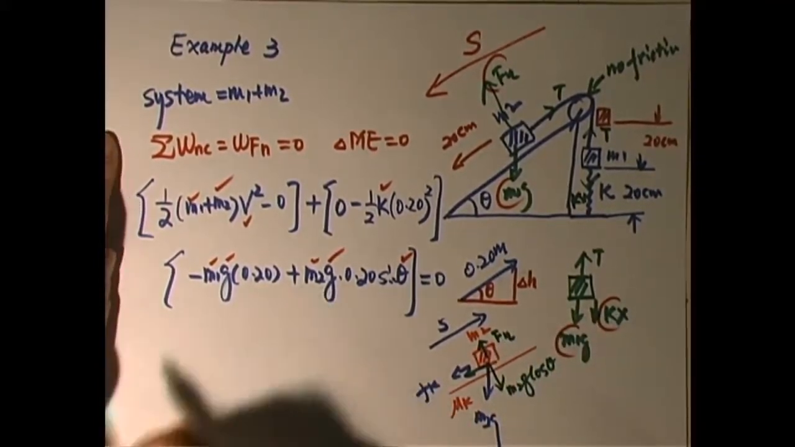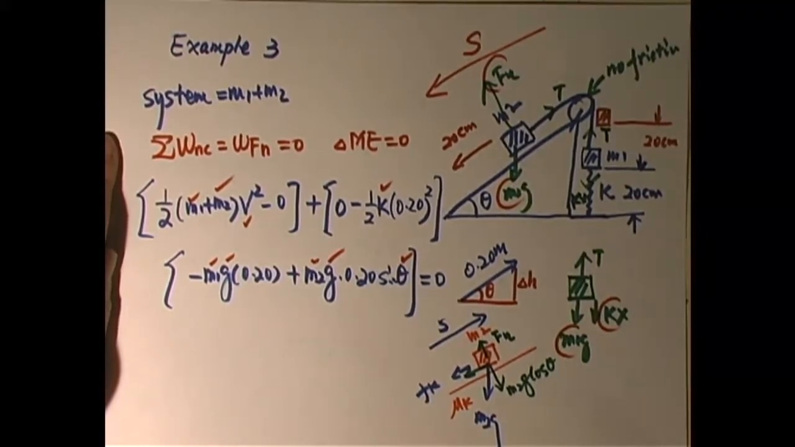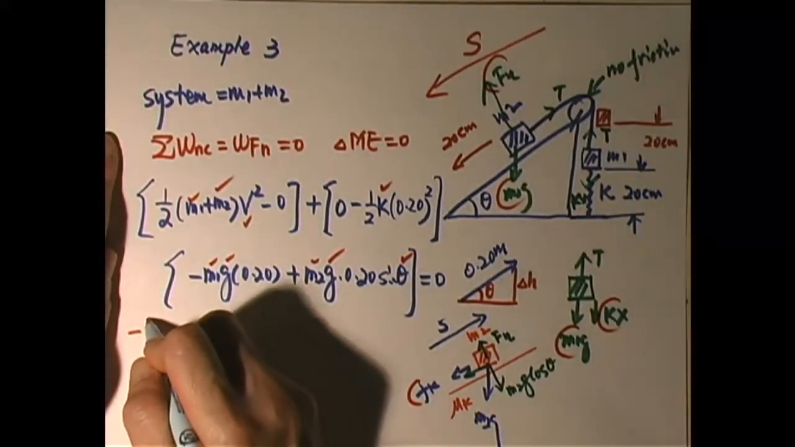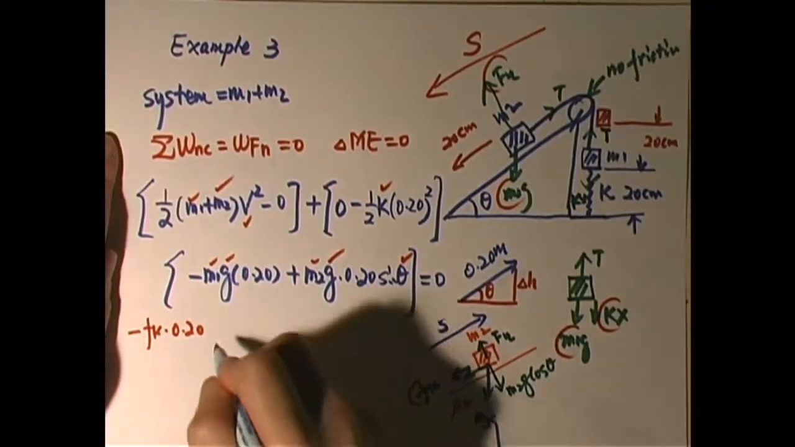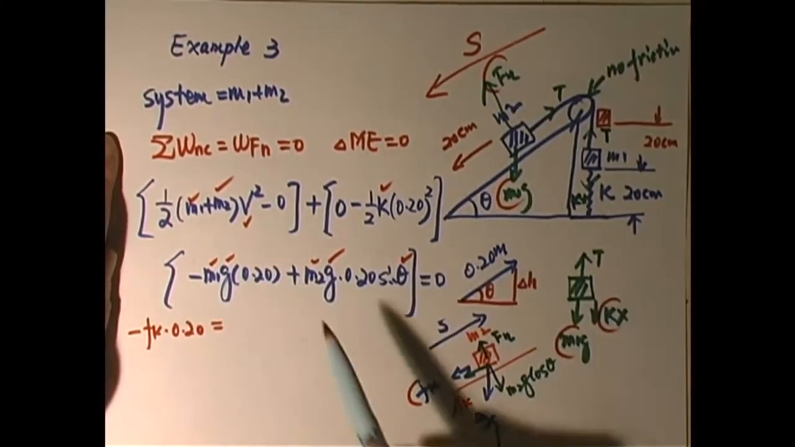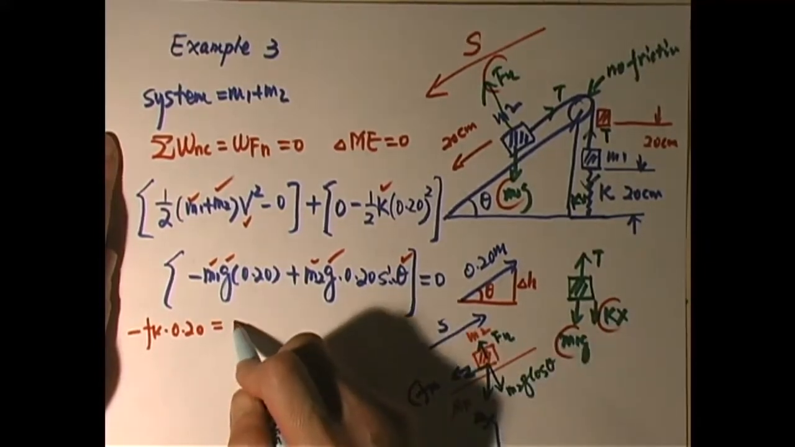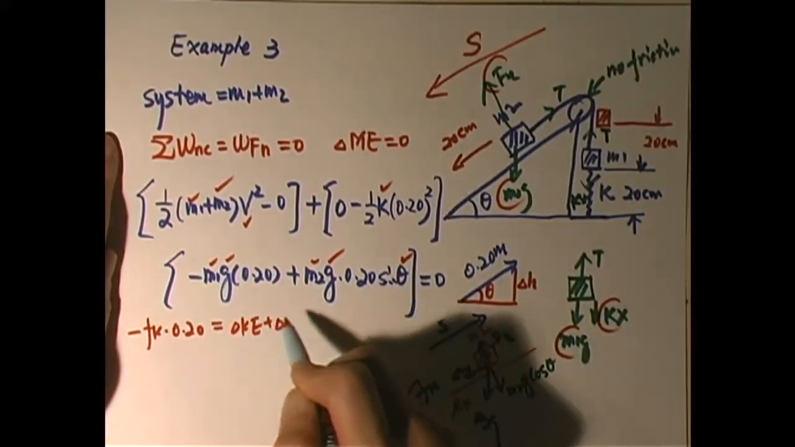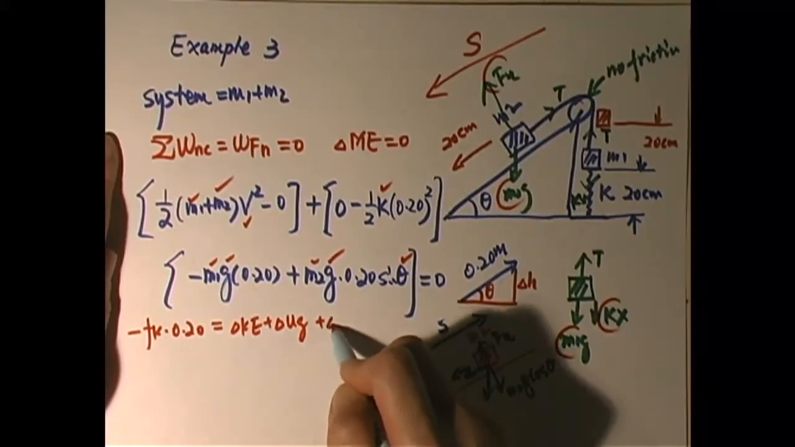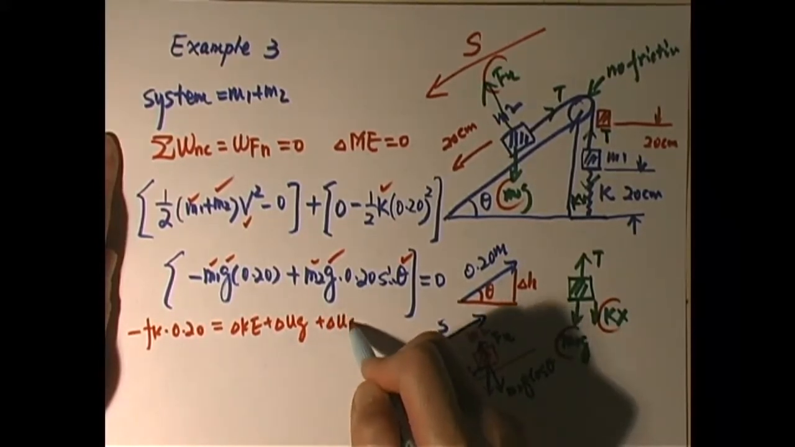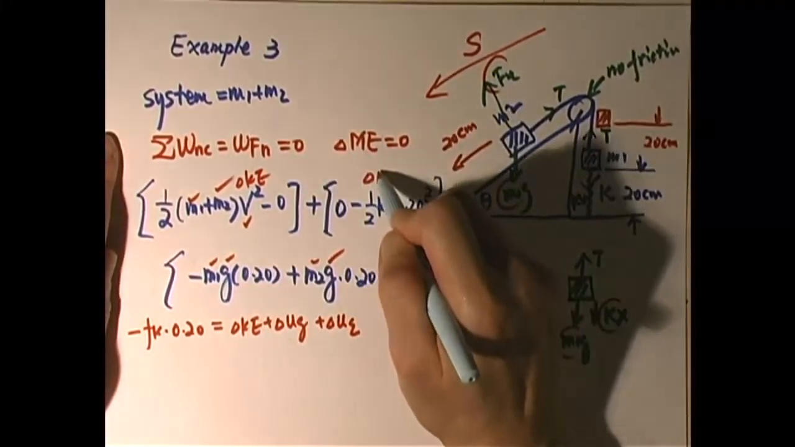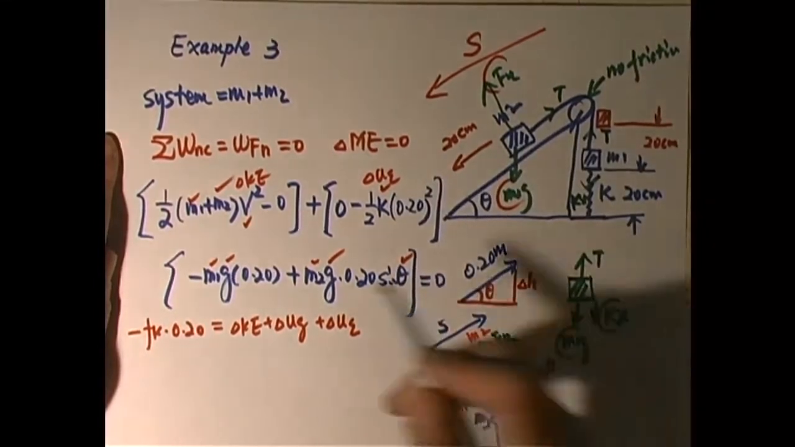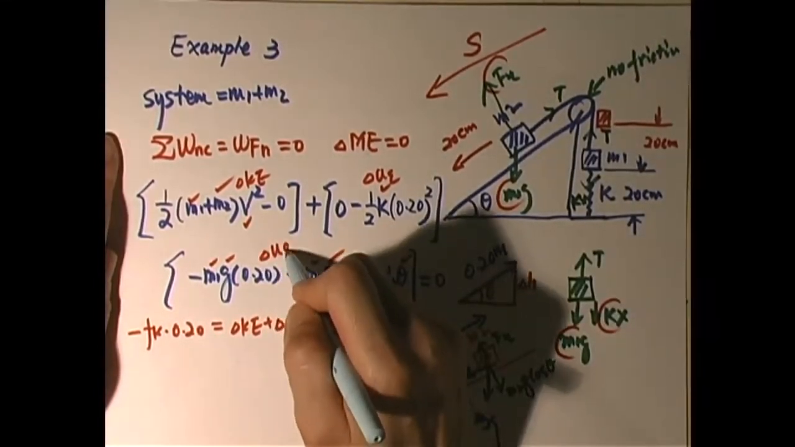So again, now if we add one more external force, which is non-conservative, then the work done is negative Fk times displacement 0.20. That equals our change, we can fill in the same terms: delta Ke plus delta Ug plus delta U elastic. That is the delta of Ke, delta of U elastic, delta of U gravitational.